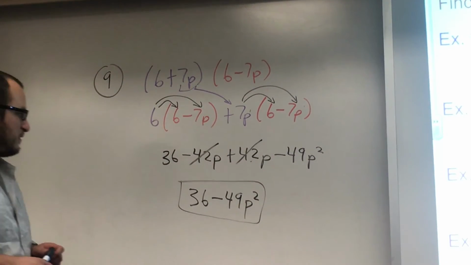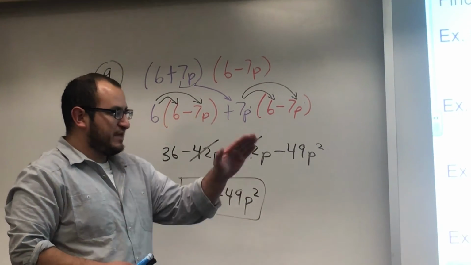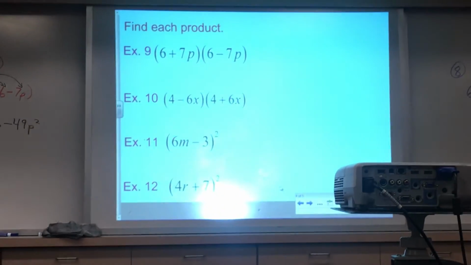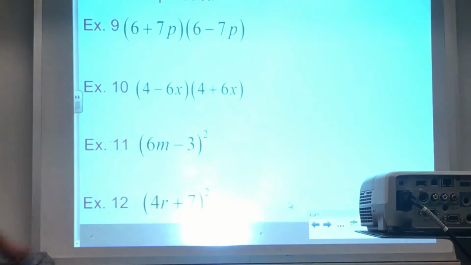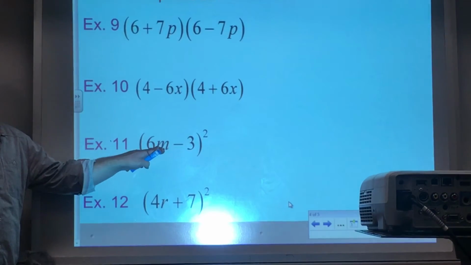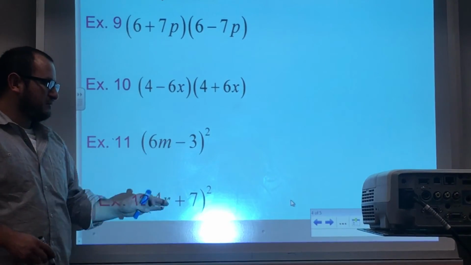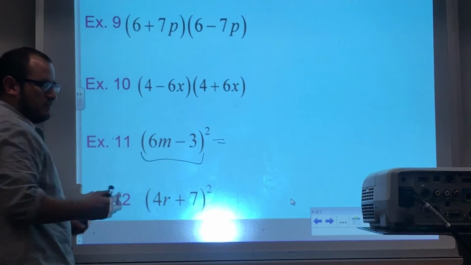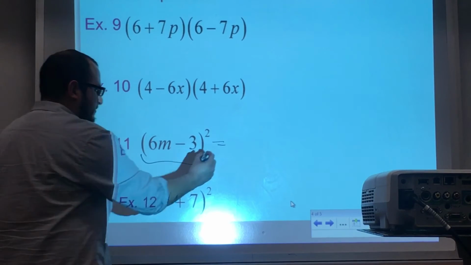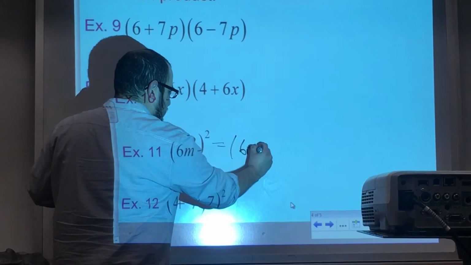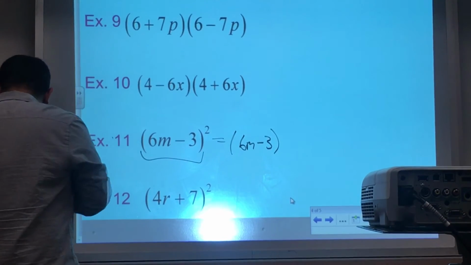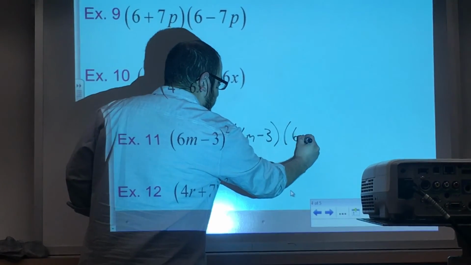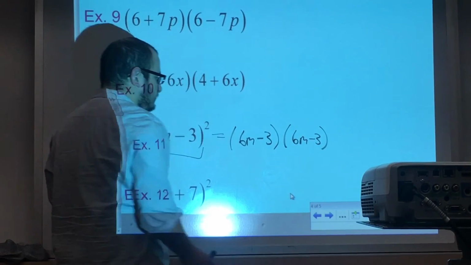All right. So again, I'm going to let you do 10, 11, and 12 for homework. And if you have questions, go ahead and bring them to my attention. But I'm just going to show you number 11. What does this actually mean? When you're squaring something, you're actually multiplying it 2 times. So 6m minus 3 times 6m minus 3.